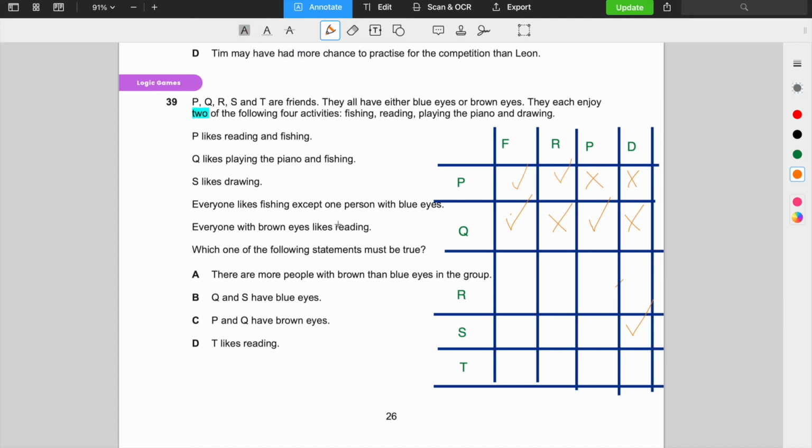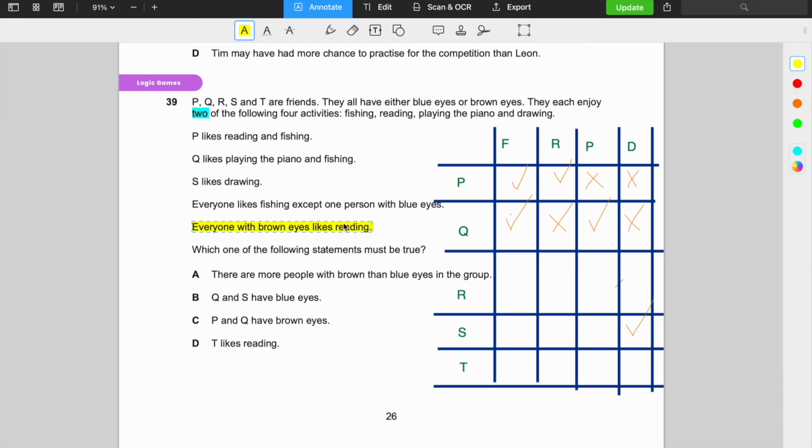And then the last 2 rules is where the trick to answering this question lies. This one's a little bit hard, so just bear with me. The last 2 rules state: everyone likes fishing except one person with blue eyes. We'll come back to that in a sec. Everyone with brown eyes likes reading. So this is a bit confusing, but think about it like this.